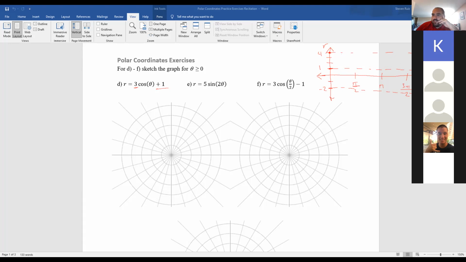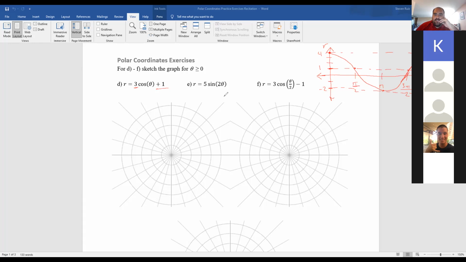So I know my period is 2 pi, so basically I can just start taking advantage of how I know these functions behave. Aside from the accuracy of it, how do we feel about this graph here? Perfect enough, right?